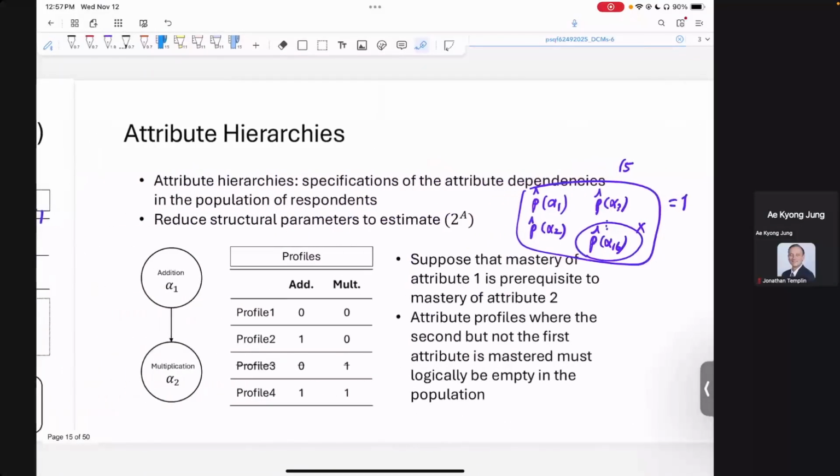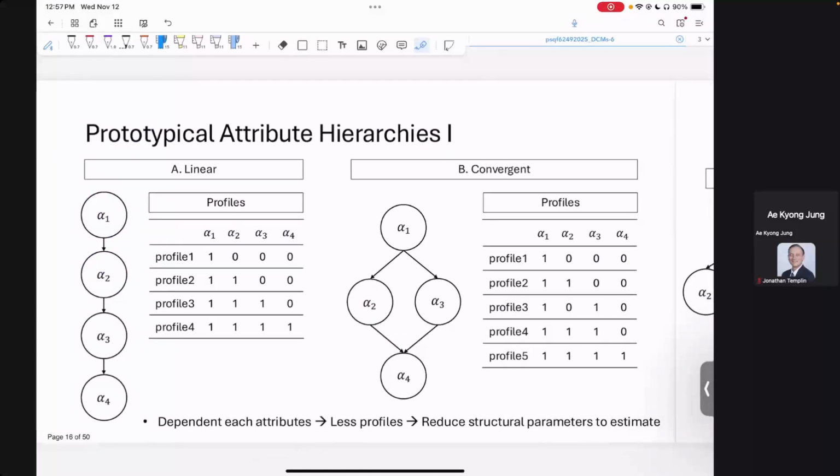So we talk about this hierarchy, and there are several more types of hierarchies. So attribute 1 is a prerequisite of attribute 2, attribute 2 is a prerequisite of attribute 3, and attribute 3 is a prerequisite of attribute 4. So as you can see, the profiles should be 2 to the 4. It was 16, but now there are only 4 profiles. So dependent attributes make the profiles fewer, and we can see that in the convergent type also.